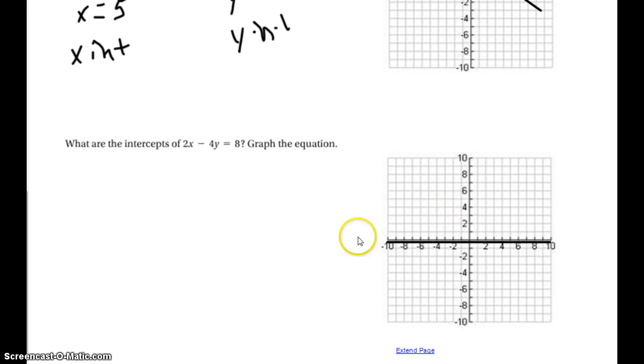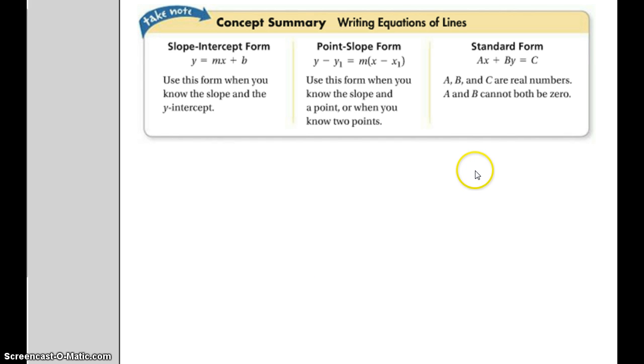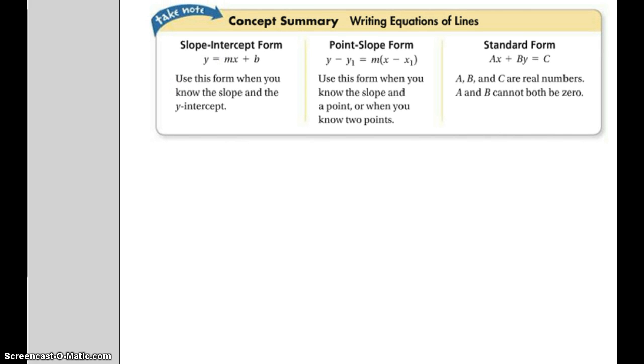Next, here is another example you might want to use on your Cornell notes. The last page, we have a summary of all the equations. Slope-intercept. Use this form when you know the slope and the y-intercept. Crazy name, slope-intercept. Use it when you know the slope and intercept. Point slope. Use this form when you know the slope and a point when you're giving 2 points.